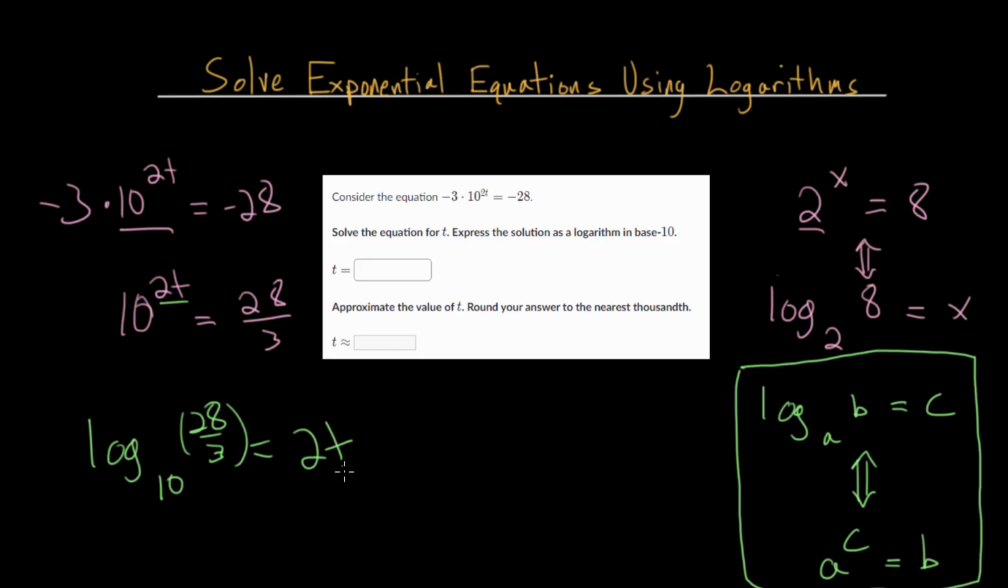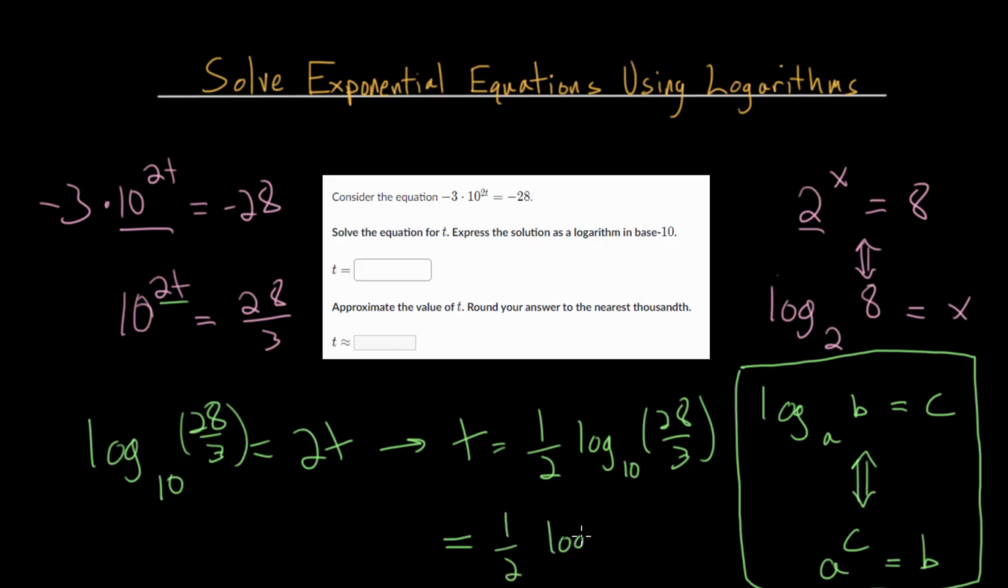And from here, we can solve it for t. So notice that we essentially got t out of the exponent. And so let's divide everything by 2, or effectively we'll be just multiplying each side by a half. So we have 1/2 log base 10 of this 28 over 3. And log base 10 is what we call the common log. So if you have a graphing calculator, you should have a button that just says log, and that is logarithm base 10. So we actually can rewrite this as 1/2 log of 28 over 3.